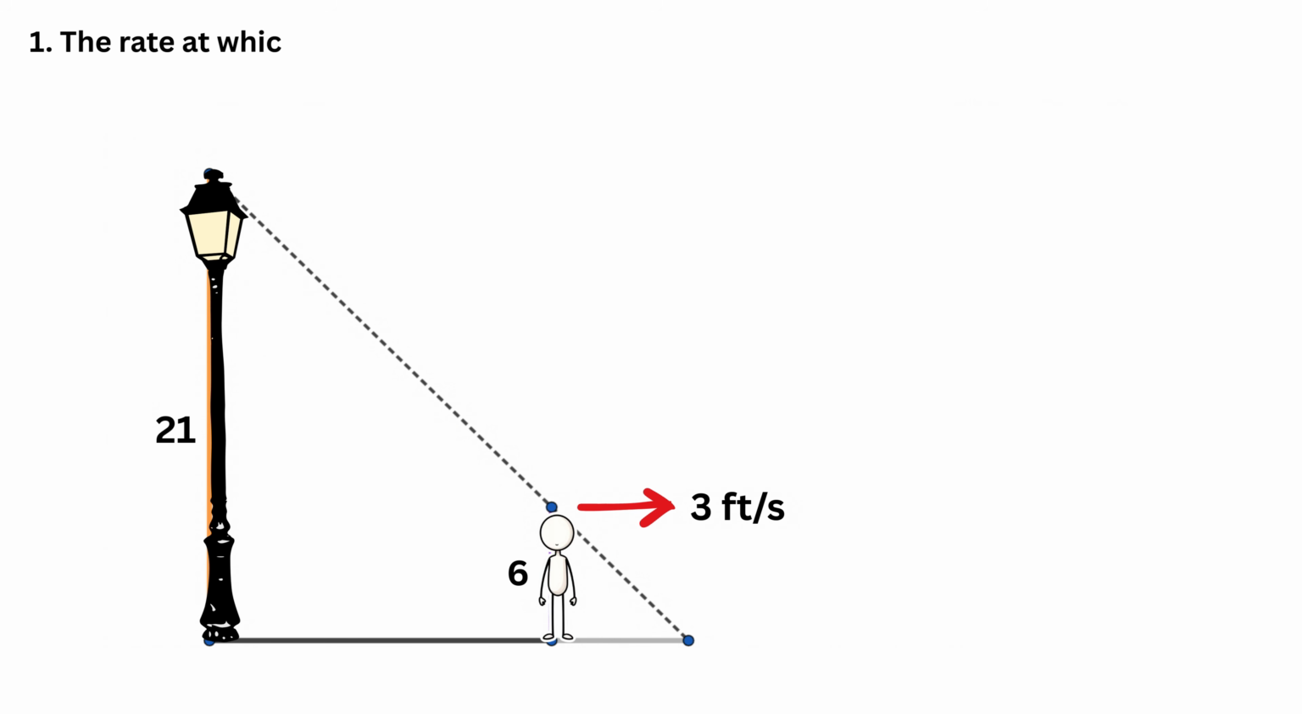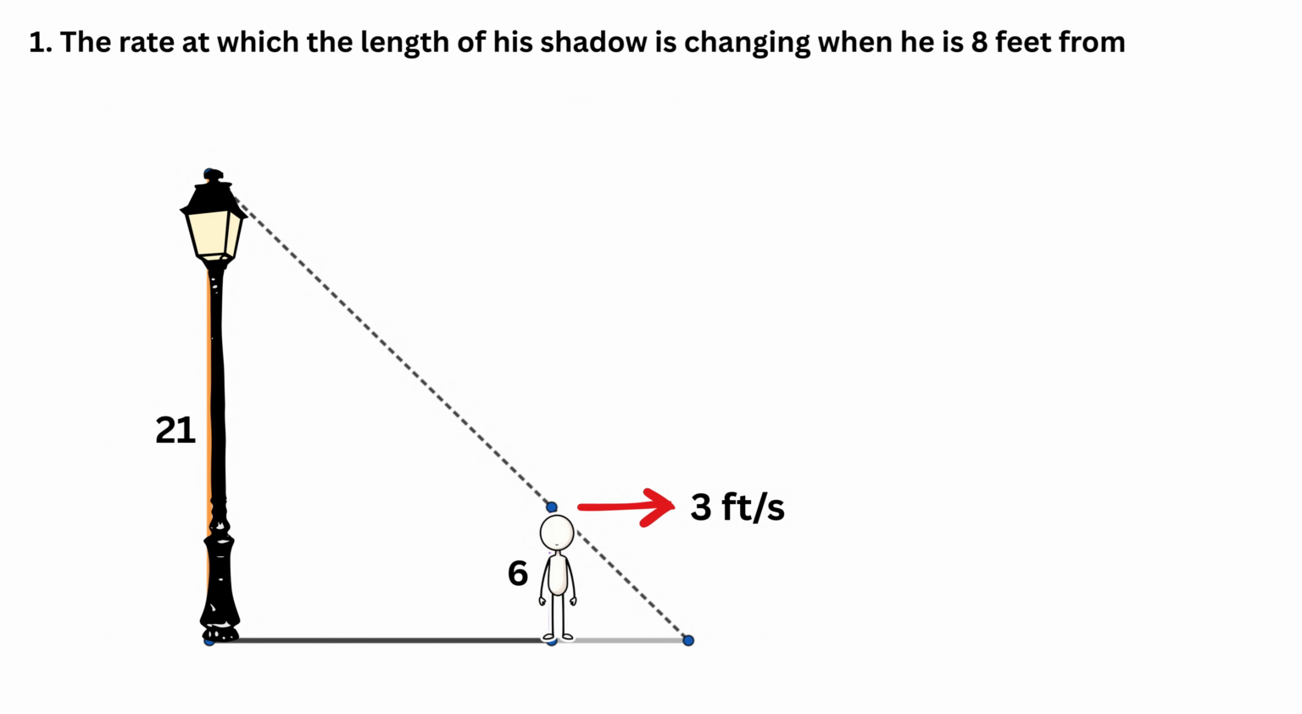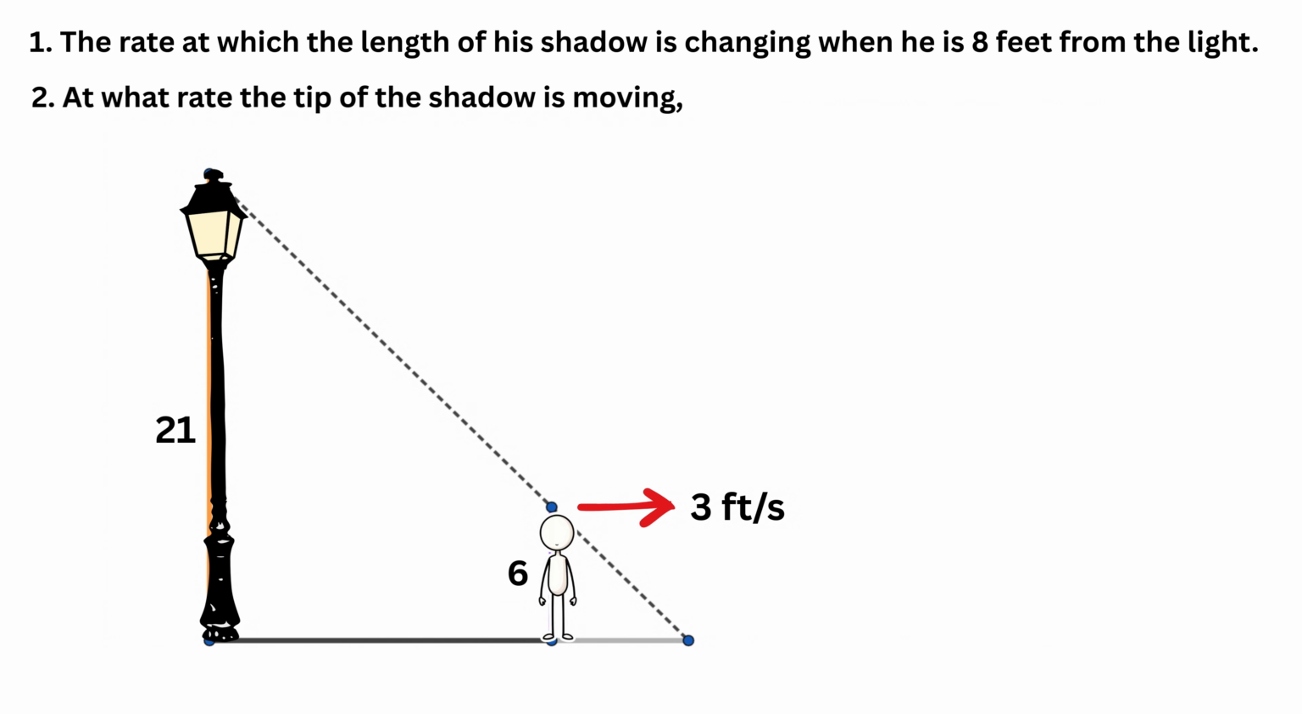Our first goal is to find the rate at which the length of his shadow is changing when he is 8 feet from the light. Then our second goal is to find at what rate the tip of the shadow is moving when he is 10 feet from the light.